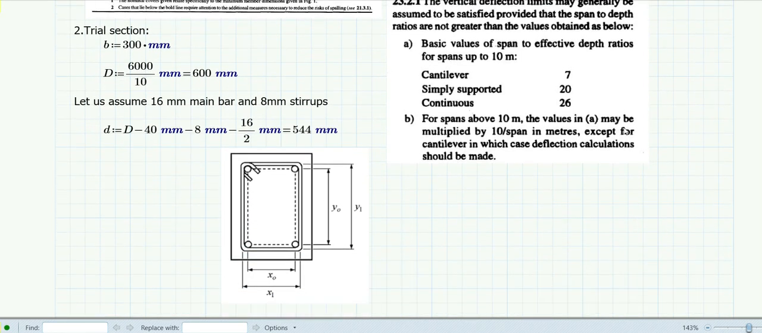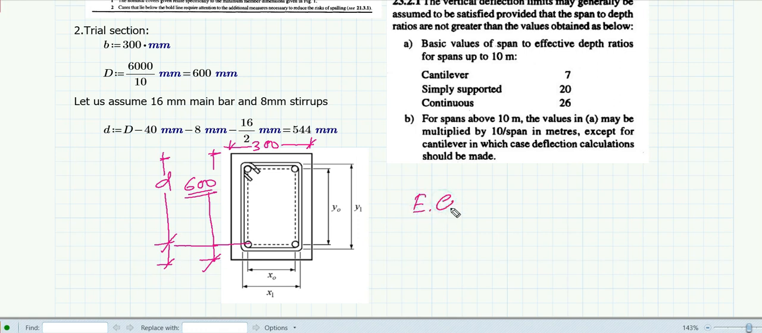Now look at this particular section here. This is 300, and this we have assumed to be 600. If you want to find out the effective depth, it is up to the center of the reinforcement. Capital D is 600. So what is the effective depth? You need to find out the effective cover, right? What is effective cover?